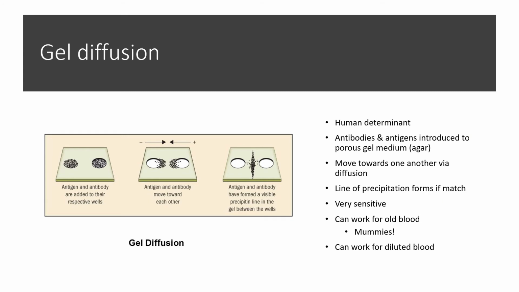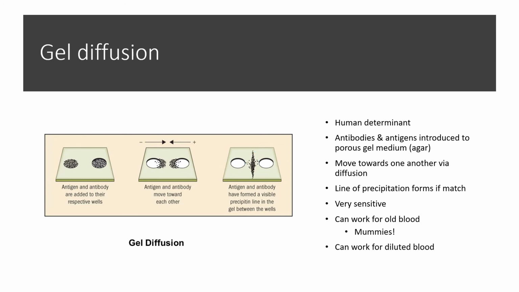Gel diffusion is where you're going to apply blood into 2 wells in a porous gel medium. When you let that sit, the liquids will diffuse through the gel equally in all directions. This doesn't really illustrate that point, but it'll diffuse equally in all directions. And where they have diffused in the direction close to one another, if the antibodies and the antigens are a match, then you'll have agglutination in the middle. You'll have this precipitation line down the middle. They'll move towards one another via diffusion in the middle, and then they'll agglutinate.